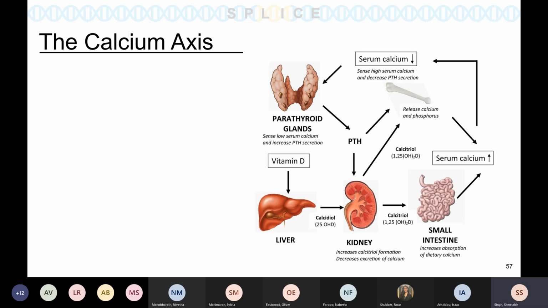Okay, so here's the calcium axis. You can go through that at your own leisure. I don't think you particularly need to know it all in depth, but it's good to have it there as a reference point if you ever get stuck. Okay, next slide.